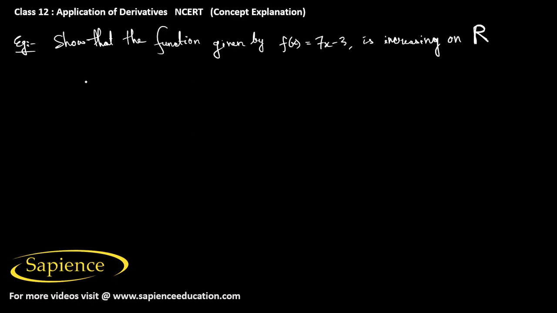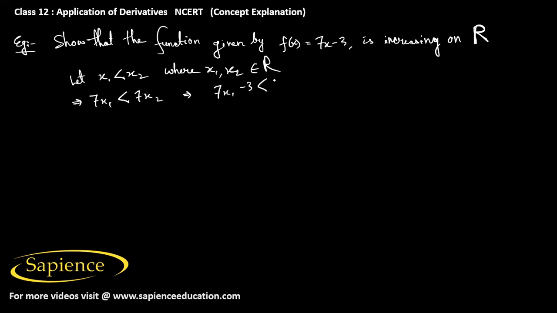So let x1 is less than x2, where x1 and x2 are two real numbers, x1 comma x2 belongs to R. Then it means that 7x1 is obviously less than 7x2. And it also means 7x1 minus 3 is also less than 7x2 minus 3. So this means that f of x1 is less than f of x2. So it means that x1 is less than x2 implies f of x1 is less than f of x2.